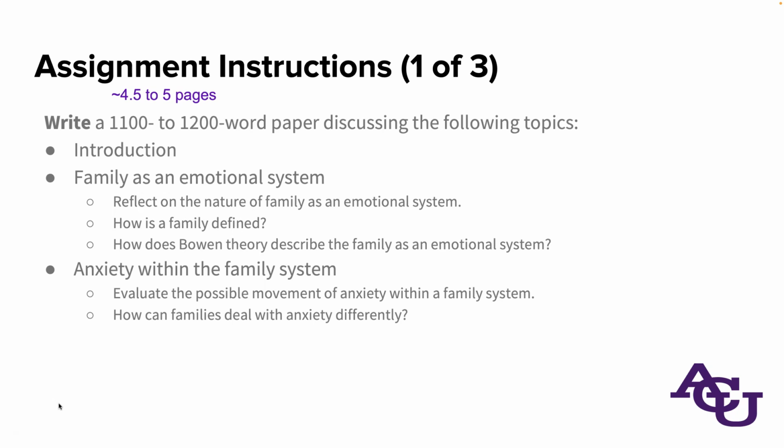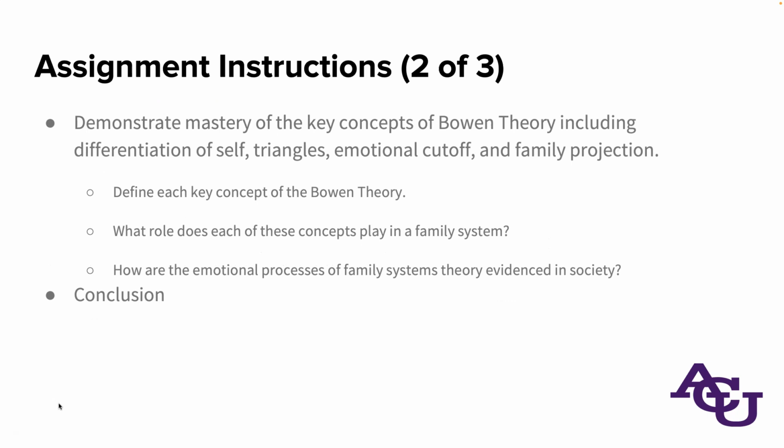answering questions, then a change of topic to anxiety within the family system, where you're asked to evaluate the possible movement of anxiety, and then give recommendations about how families can deal with anxiety differently, or your assessment of how they might deal with anxiety differently. We also need to specifically demonstrate mastery of the key concepts of Bowen theory, including differentiation of self, triangles, emotional cutoff, and family projection. That's not saying that the list is exhaustive, but those should definitely be there. And we need to answer the question, what role does each of these concepts play in a family system, and how are the emotional processes of family systems theory evidenced in society?